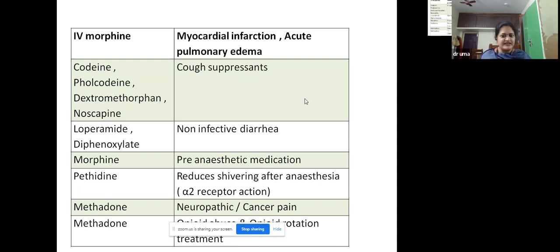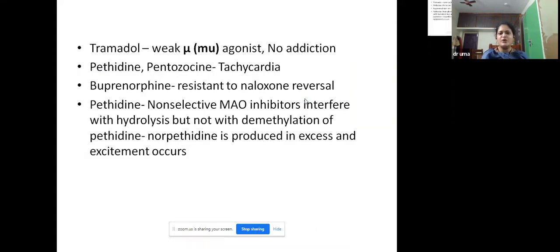Pethidine reduces shivering after anesthesia. Methadone is used in neuropathic and cancer pain. Methadone is also used in opioid abuse and opioid withdrawal effects. Tramadol is a mu agonist and does not produce addiction. Among these, pethidine and pentazocine produce tachycardia, so they are not used in myocardial infarction. Buprenorphine is resistant to naloxone reversal when you give naloxone for opioid poisoning.